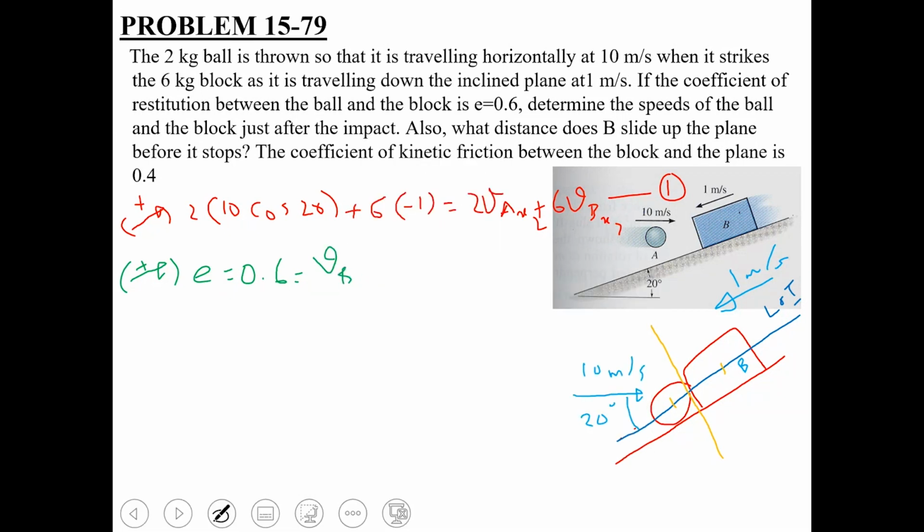So VBX2 minus VAX2 divided by VAX1, which is 10 cos of 20, -1. So this is going to be our equation number 2, which is being written for coefficient of restitution along the line of impact.